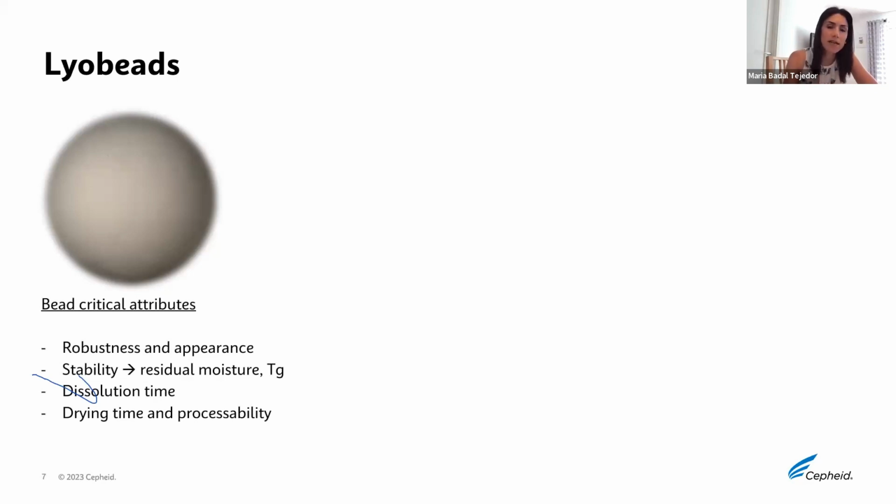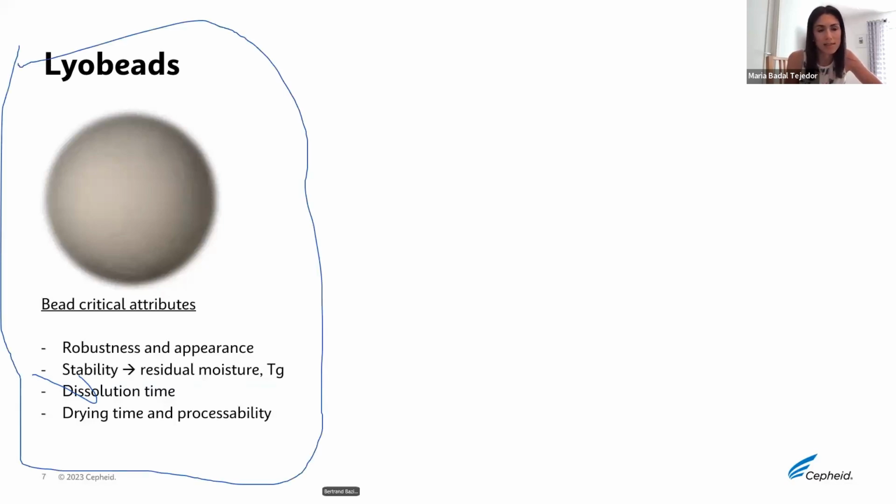Some of the critical attributes that we want from our LyoBeads is that they are robust enough, they have a good appearance, and especially they do not look very much collapsed. This is detrimental especially for the drying process, as water might be trapped if the structure has collapsed. We want good stability for our beads, so the residual moisture has to be low, and also the glass transition has to be as high as possible, to be able later on to store these beads at higher temperatures.